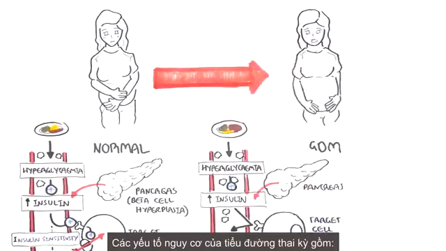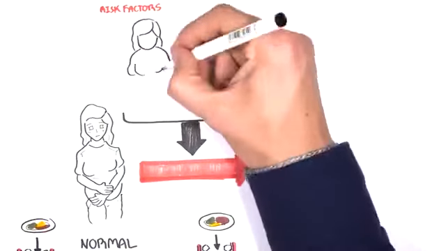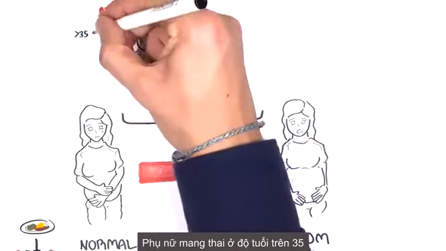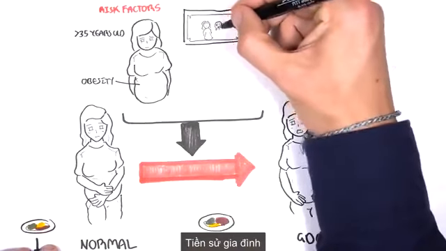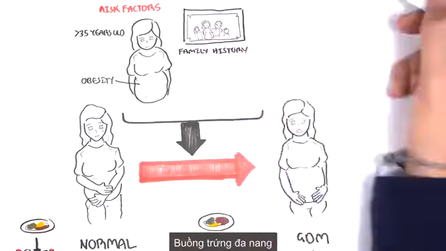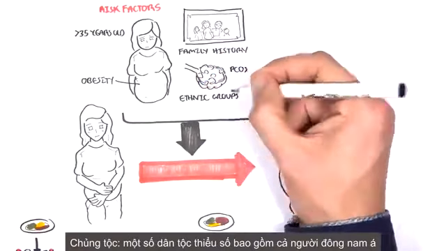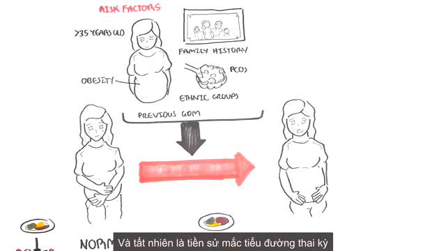Risk factors for gestational diabetes mellitus include a pregnant lady's age greater than 35 years old, obesity, family history of GDM, polycystic ovarian syndrome, certain ethnic groups, including Southeast Asians, and also having a previous history of GDM.